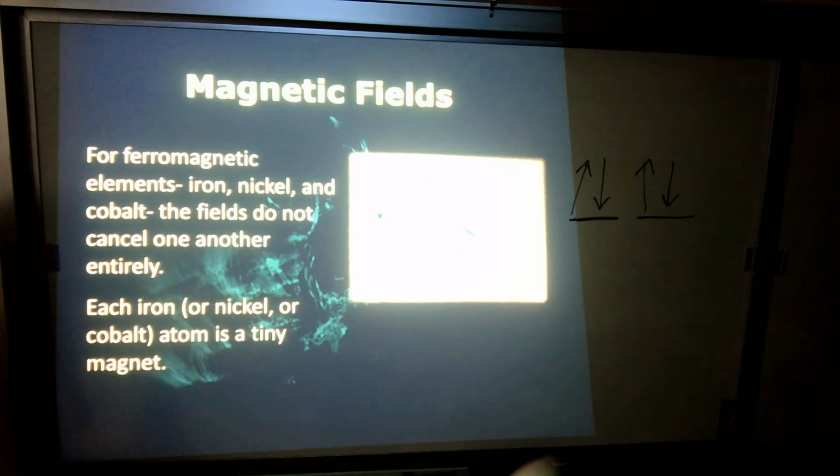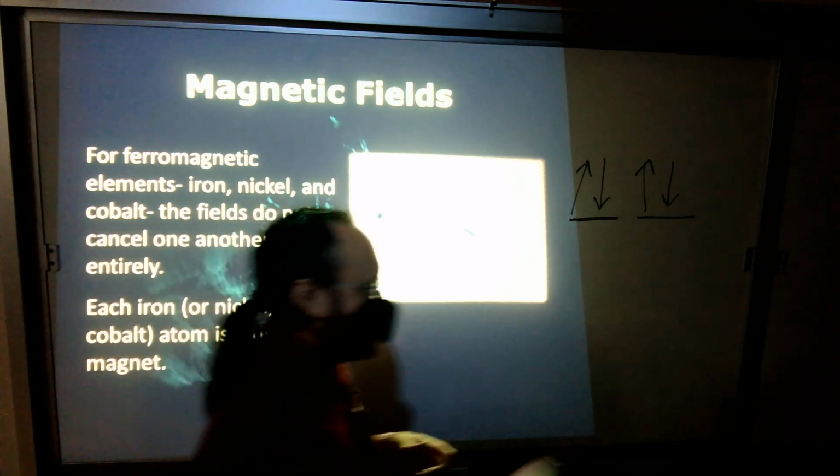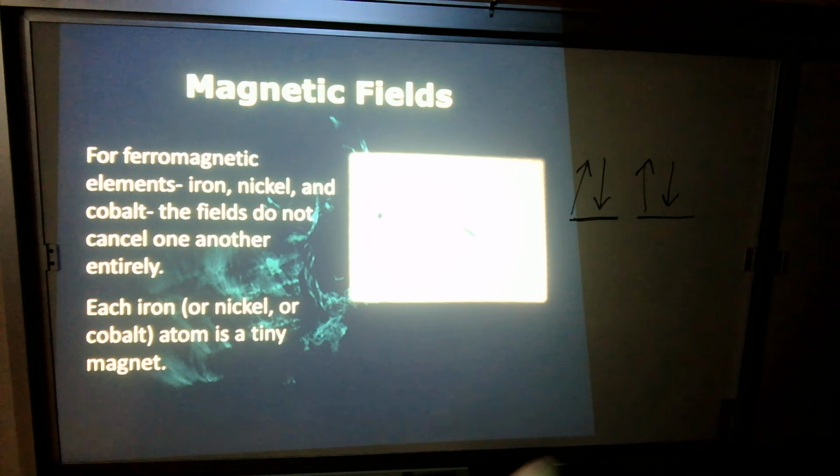So each iron or nickel or cobalt atom is a tiny magnet. And that doesn't mean the more atoms you have, the more magnetic it is, because they might be pointed different ways. The magnetic fields might be pointed different ways. The atoms themselves, not just the spinning electrons, but the whole atom.